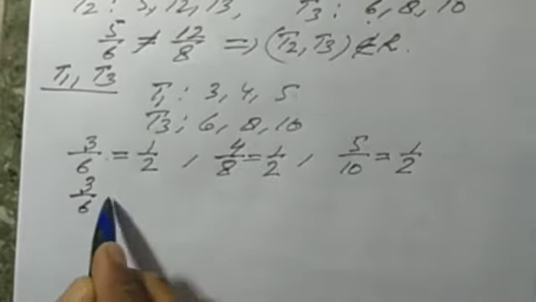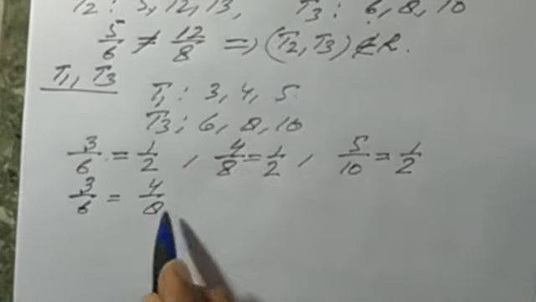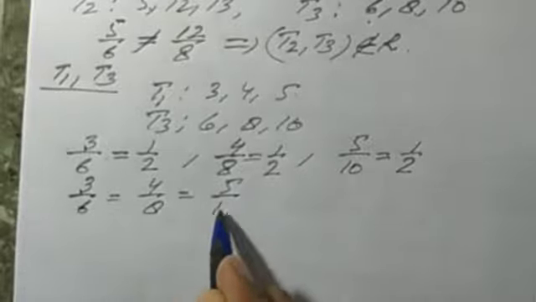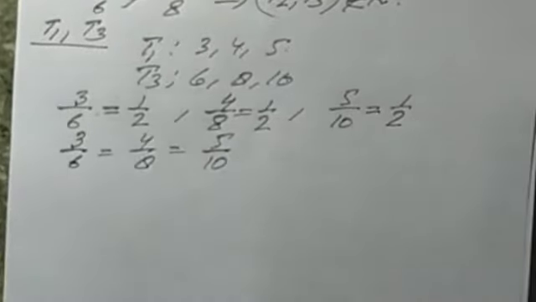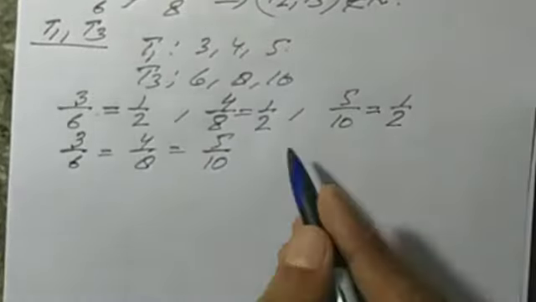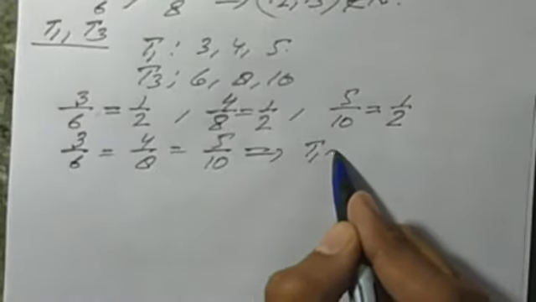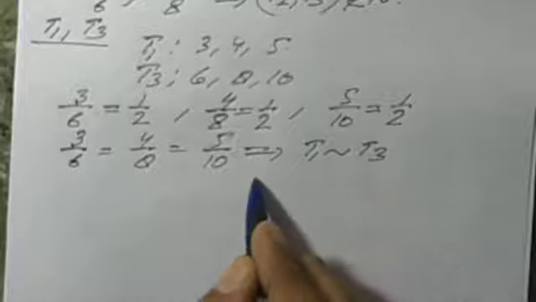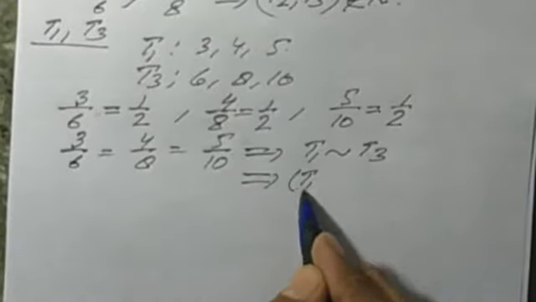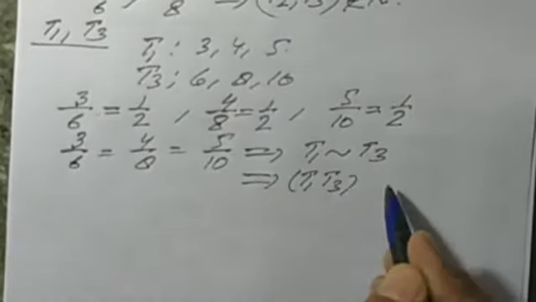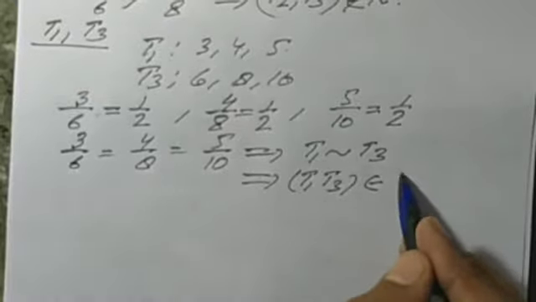So we have seen that the sides of the triangles T1 and T3 are proportional. 3 upon 6 is equal to 4 upon 8 is equal to 5 upon 10, which is only possible when the triangles are similar to each other. So we may say that T1 is similar to T3, and that's why T1 and T3 are related to each other. So (T1, T3) belongs to R.